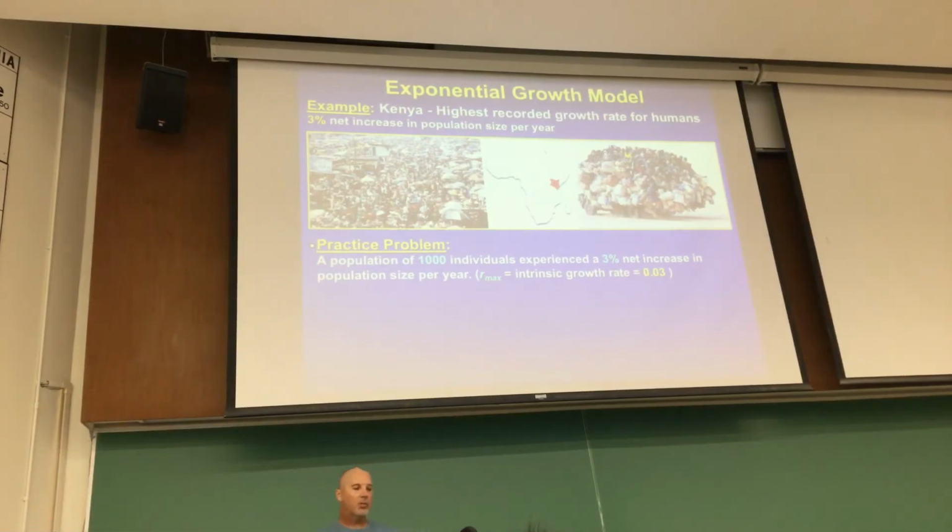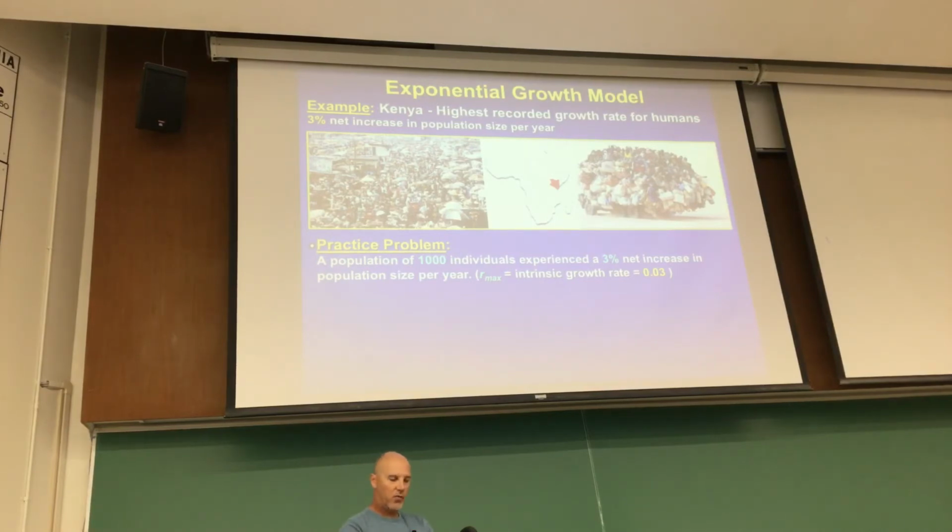So here's our practice problem. I have a population of 1,000 individuals, and they're experiencing a 3% increase in their population size per year. Since this is the fastest recorded we have for humans, that's considered to be the, what's R again? The per capita rate of growth, B minus D. Since this is the fastest we know, we can call it an intrinsic rate of growth, which is the maximum that we could possibly have. So in this case, R is equal to 0.03, or 3%.